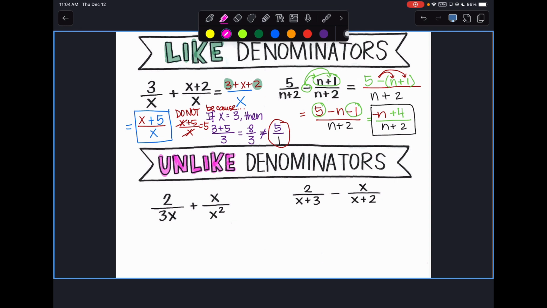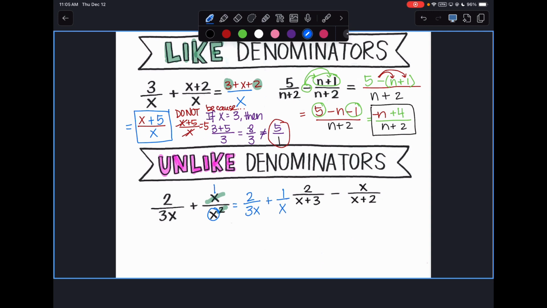For example, 2 over 3x plus x over x squared. Are either of the add-ins able to be simplified? Which one? X over x squared, right? So this can be simplified, leaving me with 1 over x. So let's rewrite it. 2 over 3x plus 1 over x.